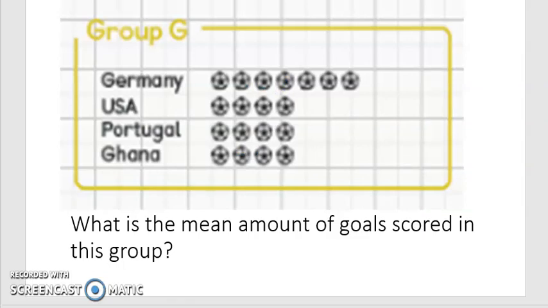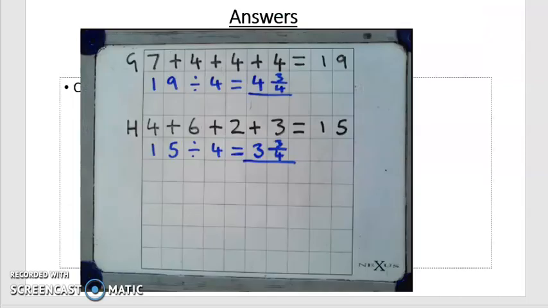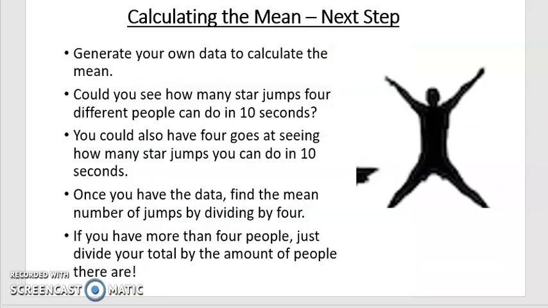Okay, and moving on to group G. Find the mean amount of goals scored in group G. Pause the video now so you can do that. And finally moving on to group H. Here come the answers for groups G and H. How did you do? Hopefully you've done well on this activity.